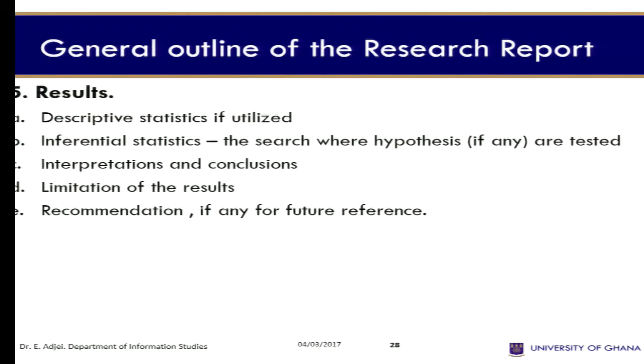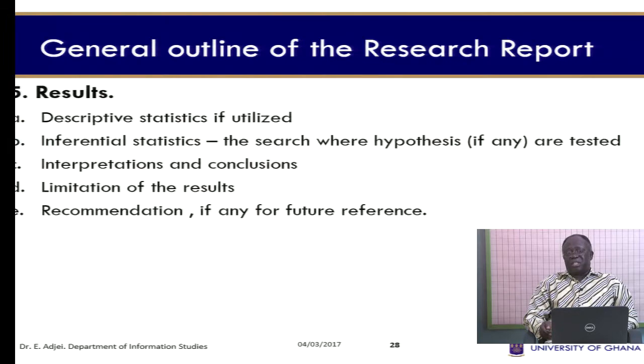So the fifth item is the results. Here, depending upon the nature of the study, if it is a quantitative study, you will use descriptive statistics to analyze your data. So you may have inferential statistics, and then interpretation of the data and conclusion, limitation of the results, recommendations, if any. Now, if it is a qualitative study, as I've said, we have software that facilitates the analysis of qualitative data. And in that case, you don't need any inferential statistics whatsoever.